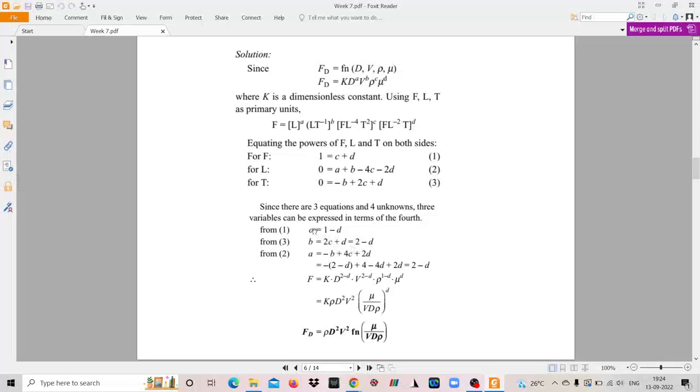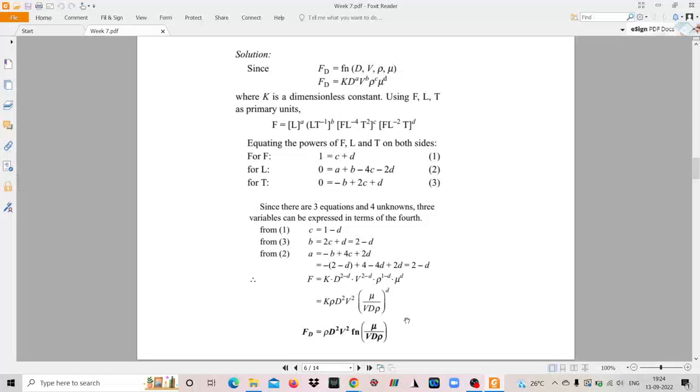Now once all these 3, C, B, and A, are converted in terms of D, you put the values in this equation and you solve for the value of D. And the answer is F equals d rho d square v square function. See, as I always tell, the final answer is not important, but the procedure is very important.